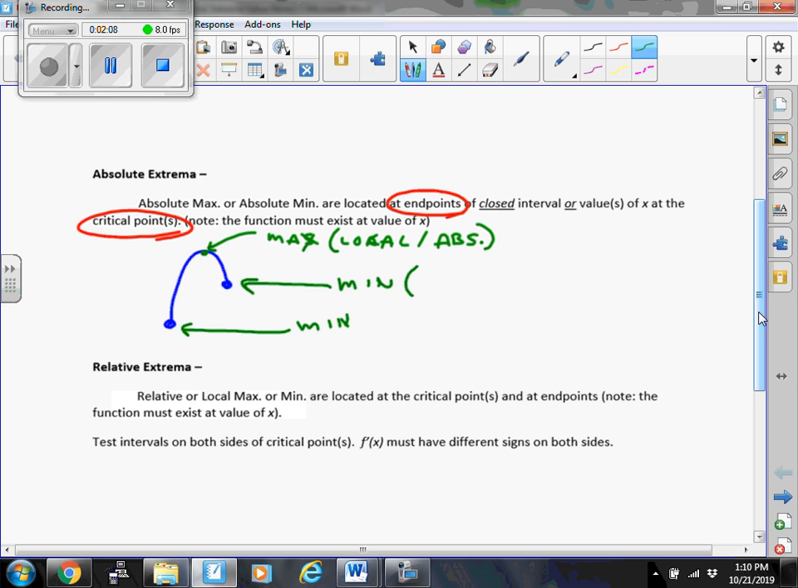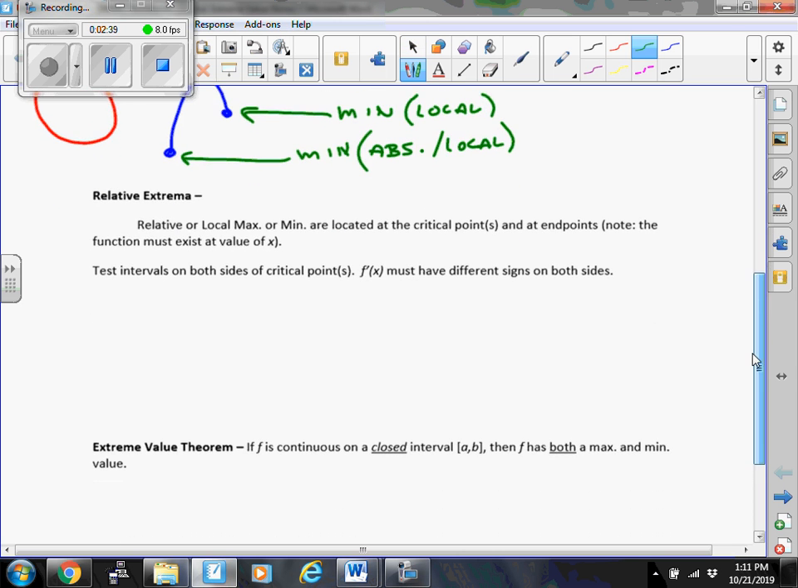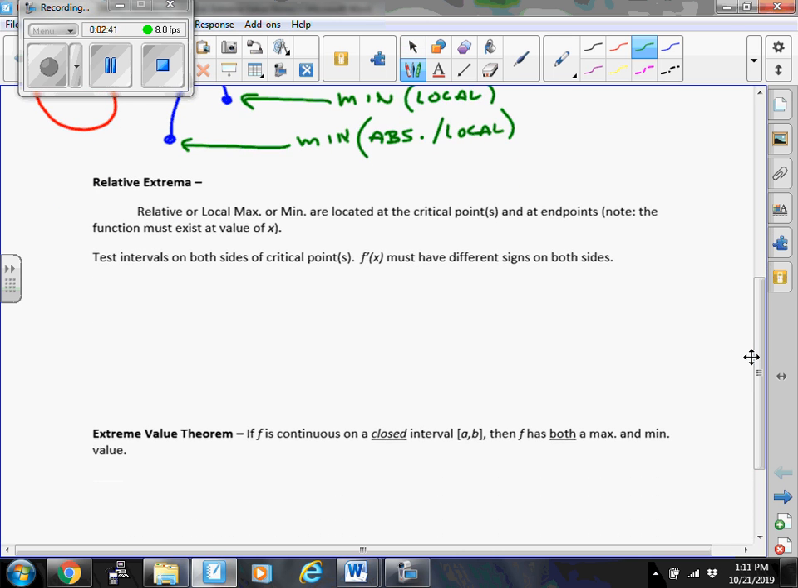This one is simply a local one because it's only the minimum if you only pay attention to just the region in here. But we're looking at the whole closed interval, so I need to indicate it as solely a local. And the minimum there would be considered the absolute minimum. It's also considered a local, but it's also an absolute. All absolutes are locals.